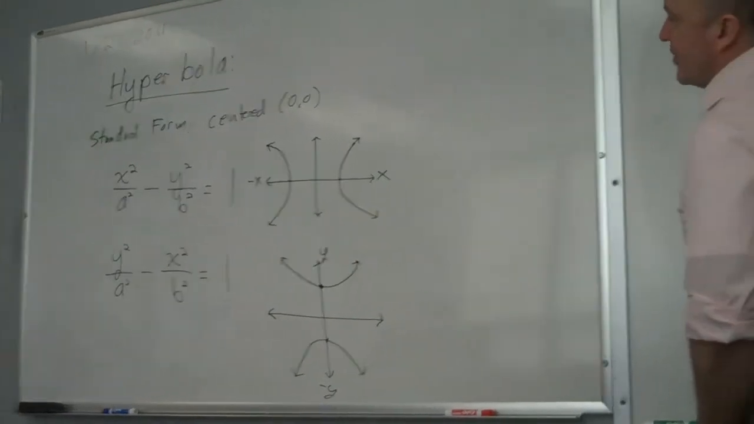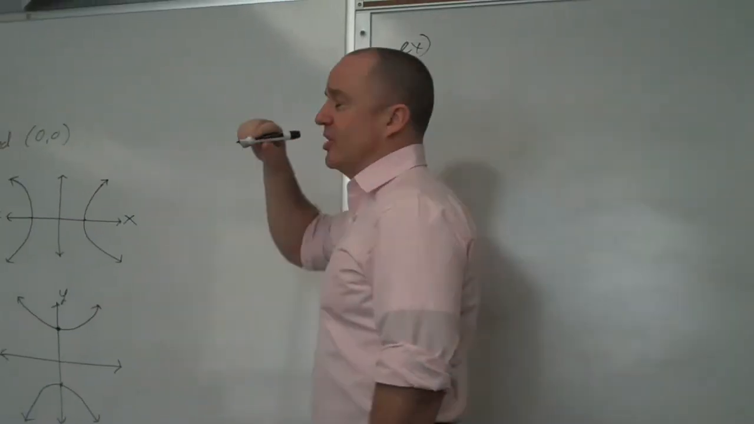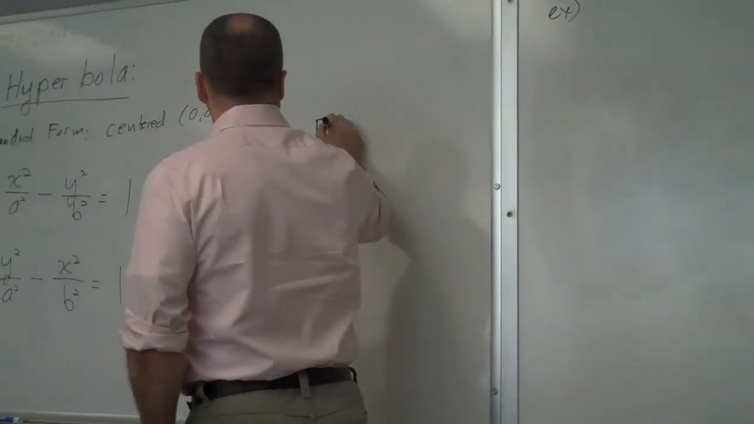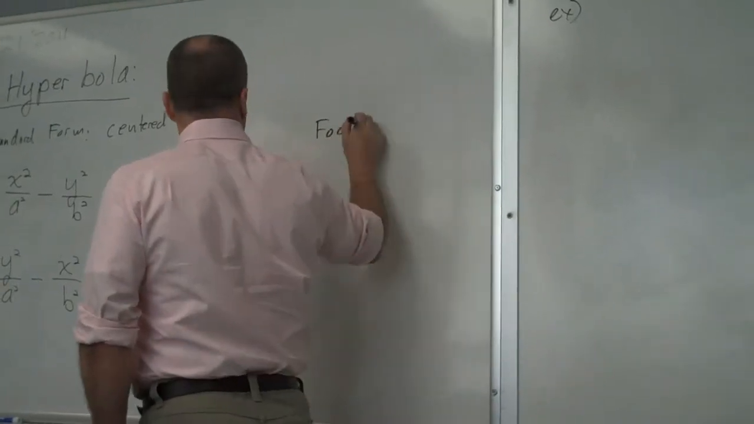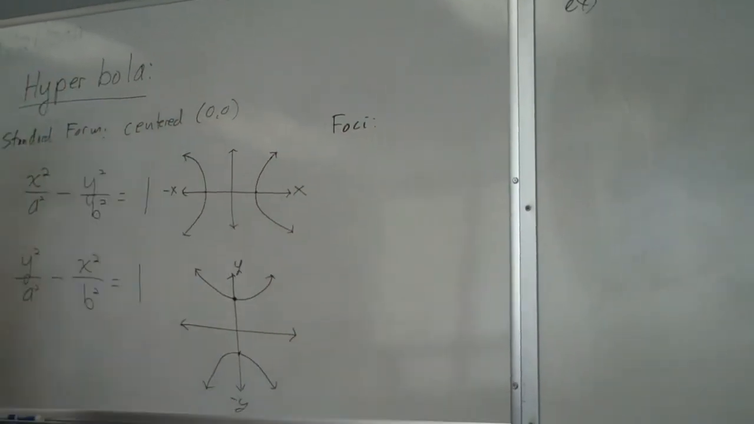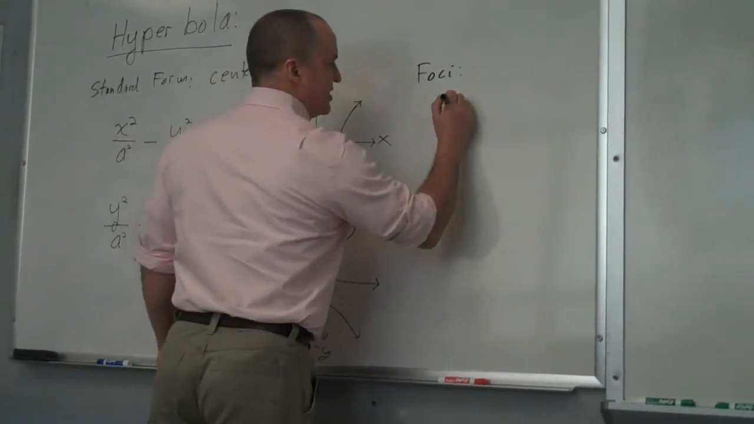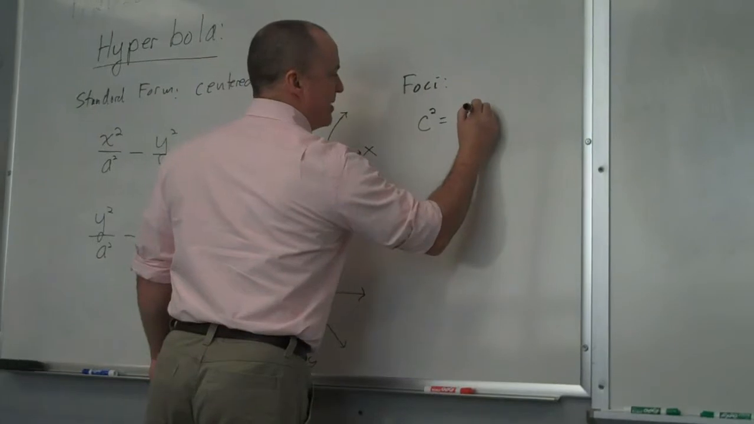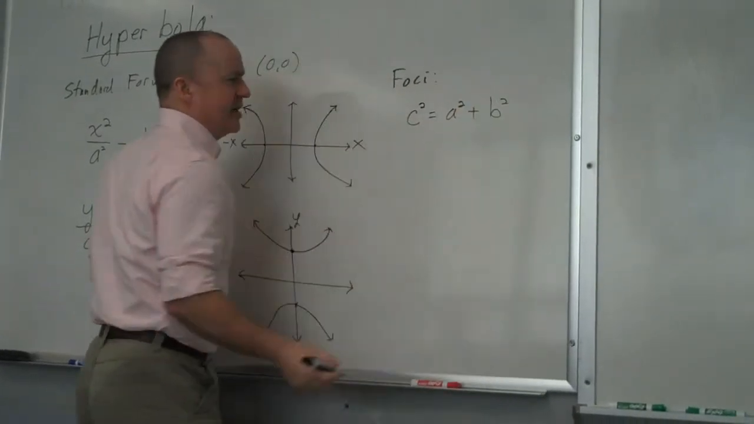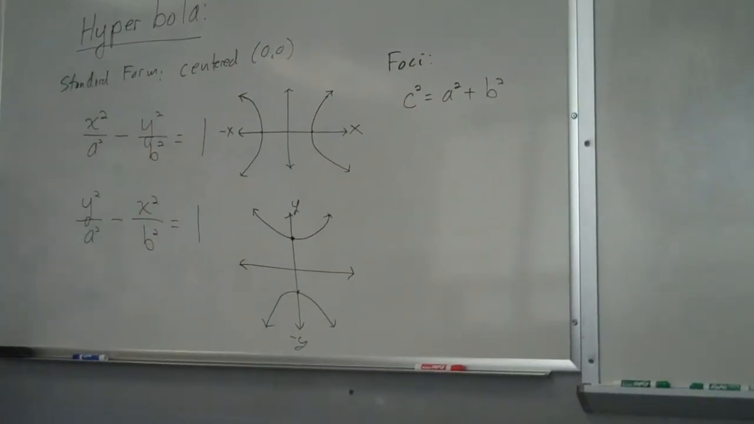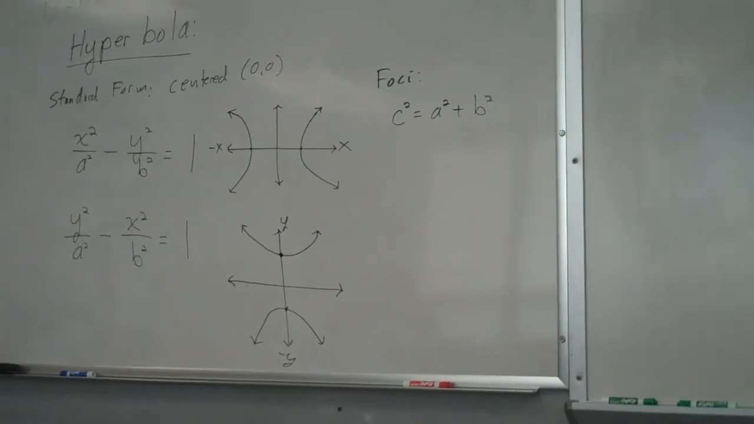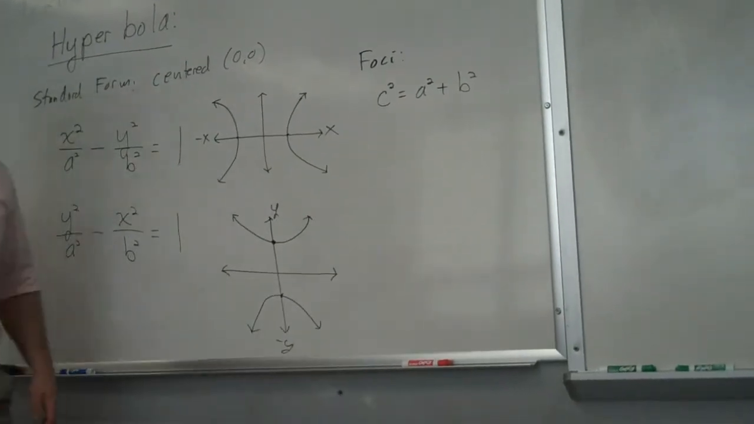Oh, actually, one more bit of information I'll give you. The foci. They're on the outside now. They're further away, but equally far from the center. So c squared in this case is going to wind up equaling a squared plus b squared. For hyperbolas, the way you find the foci looks just like the Pythagorean theorem. I'll show you how to use that specifically in a moment.